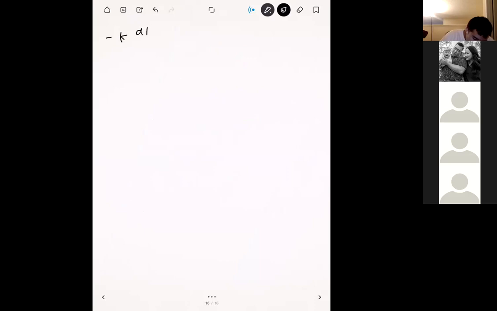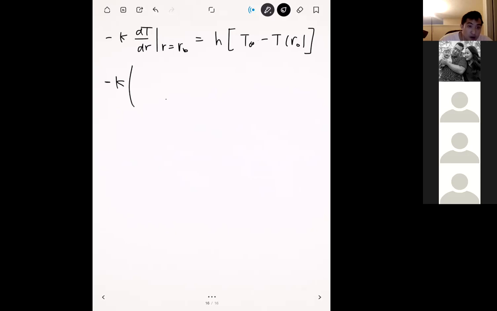And so our convection boundary condition looked like this. We have minus k dT/dr at r equal to r0. This has to be equal to h times T infinity minus T of r0. Okay. And so let's go ahead and plug in our expressions here. So on the left-hand side, we have minus k times dT/dr at r0, right? And so dT/dr at r0 is going to be minus q dot over 3k times r0, okay? And this is equal to h times T infinity minus T at r0. So this is going to be plus q dot over 6k r0 squared minus C2, okay?